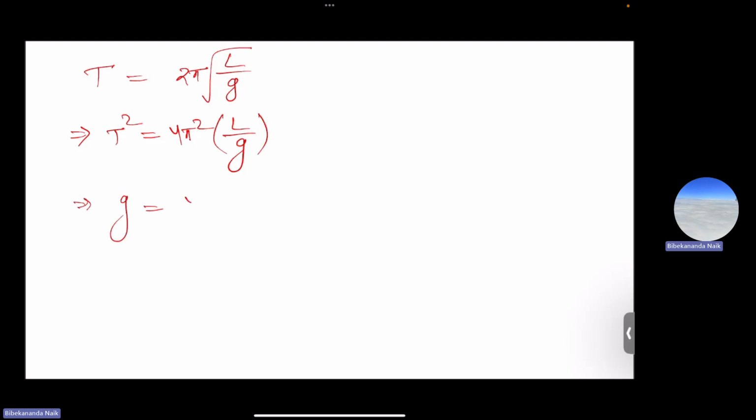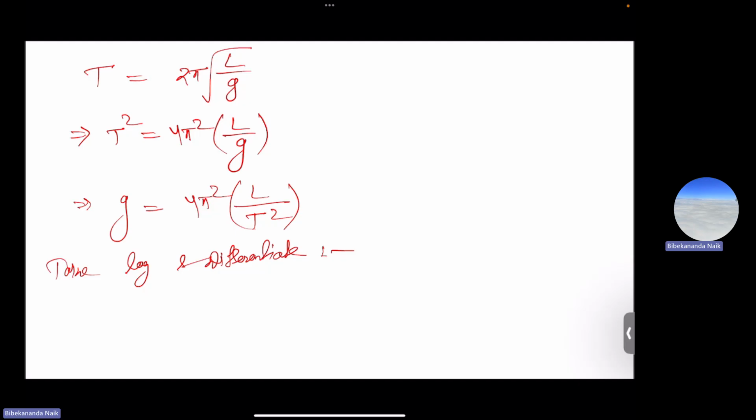So we have T equals 2 pi root over L by G, that implies T square equals 4 pi square L by G. G is 4 pi square L by T square. So if you take log and differentiate, the error will get added up to get the most possible error.